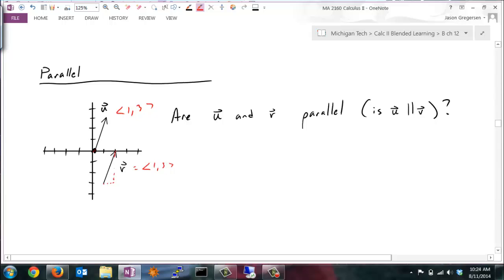What if this vector was like that? Longer. It wouldn't be 1, 3 anymore. Now it would be something like 2, 6 maybe if I doubled it. Would they still be parallel? They would still be parallel, because even though they're scaled differently, they're basically the same vector in disguise.